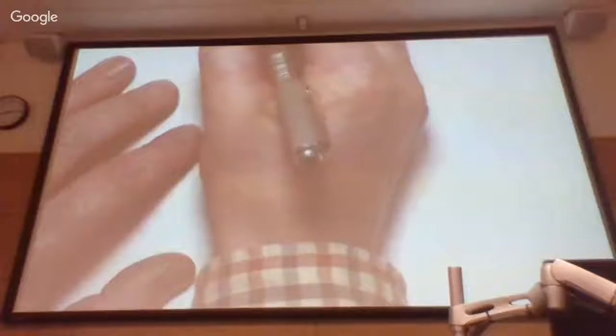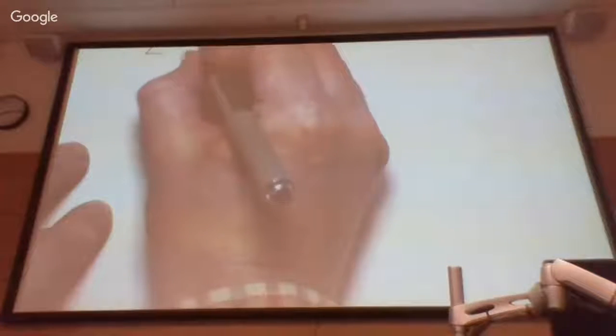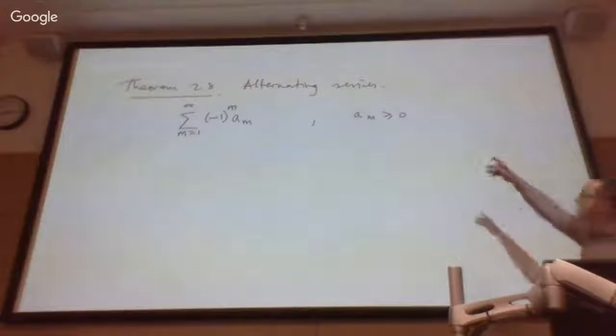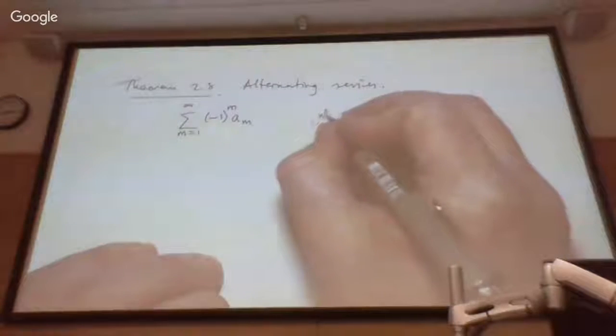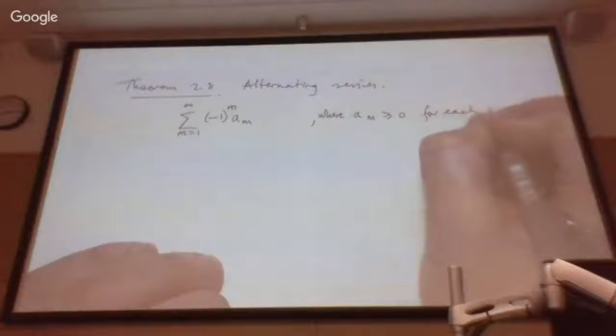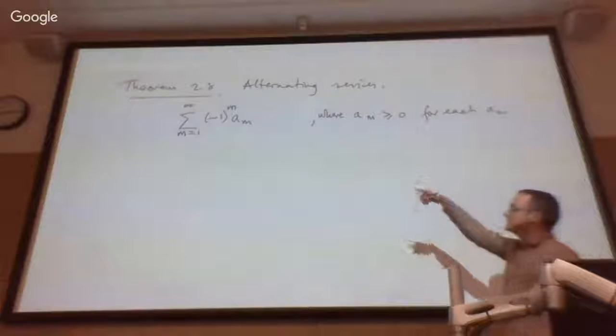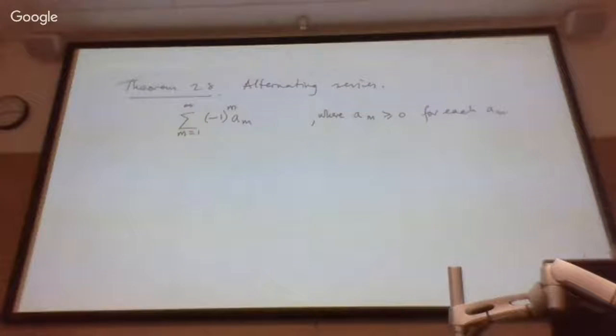Now, what is an alternating series? An alternating series is one of this form. You're adding up terms AM, but there's an alternating sign in front of it, minus 1 to the power M. Let's say the AMs are all non-negative. If the AMs are all non-negative, then the terms of this series are alternately positive and negative, because that minus 1 to the power M will be moving back and forth between the plus sign and the minus sign as M increases.